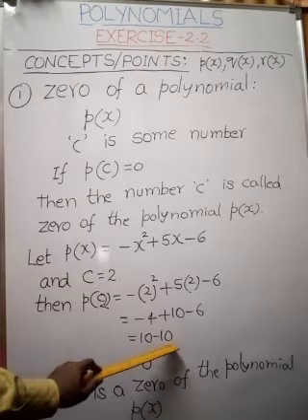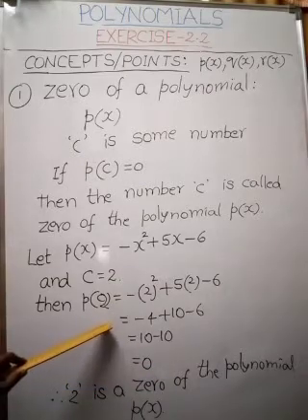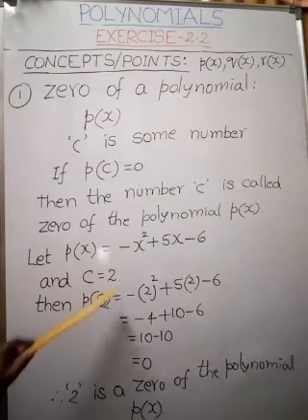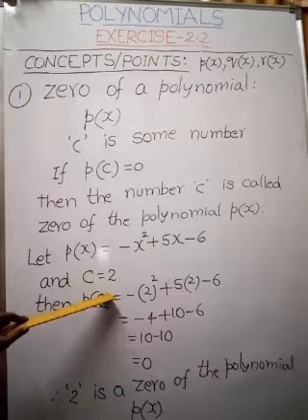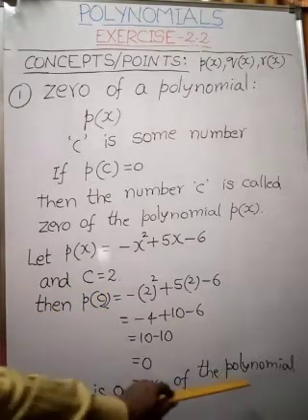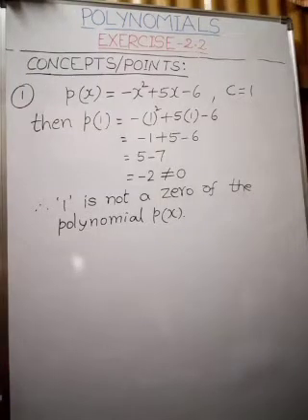10 minus 10. What will you get here? 0. Finally, what you got here? 0. After substituting the number in the given polynomial in the place of x, we got 0. Therefore, the number 2, what is the number substituted in the polynomial in the place of x? 2. So, this number 2 is a 0 of the polynomial p of x. Understood this point, my dear children? Right.